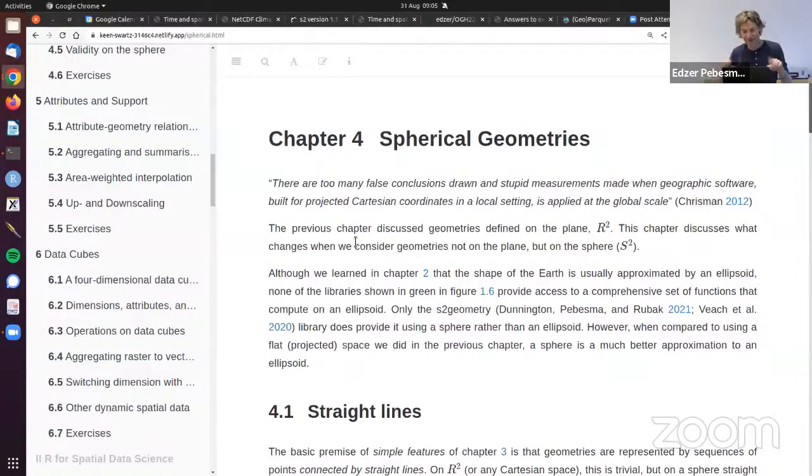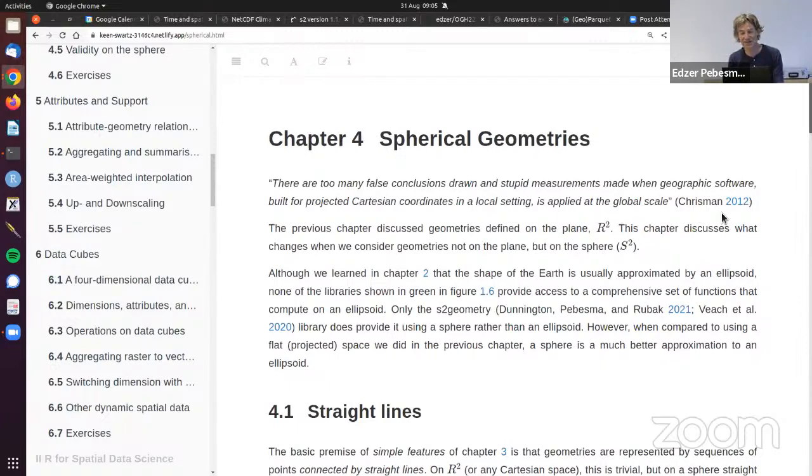Like this typical plot, where we basically plot things, for instance, in a plate carrée projection, with the two squares, minus 180 to 180 longitude and plus minus 90 latitude, and things are not exactly like that. And I ran into this quote from Nick Chrisman, who wrote this in 2012 when reflecting on the field of GI science. And there were two things that he said.